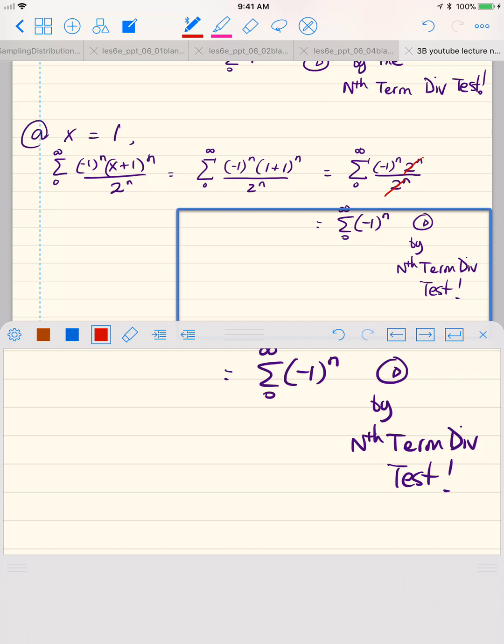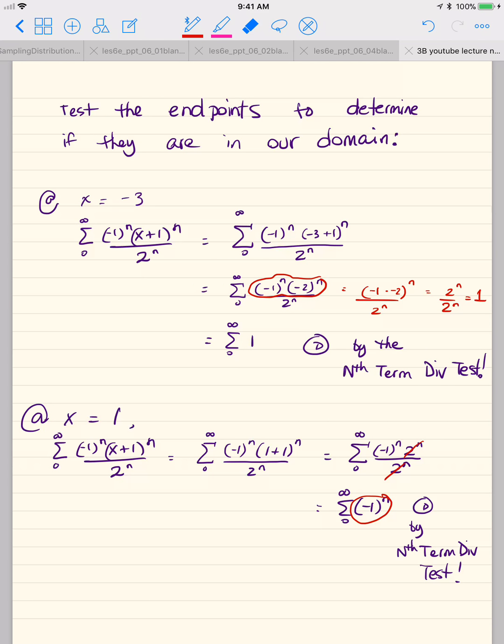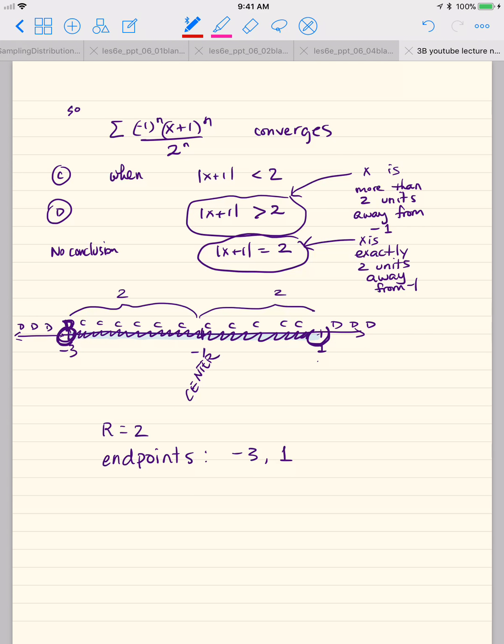Right? Because the terms don't go to 0. They just oscillate between -1 and 1, right? They're not getting closer to 0. The terms aren't getting closer to 0, so the series diverges by the nth term divergence test. So it turns out that we've got a diverge here as well. So our interval of convergence is just going to be -3 to 1 exclusive. So we're not going to include -3 and 1.